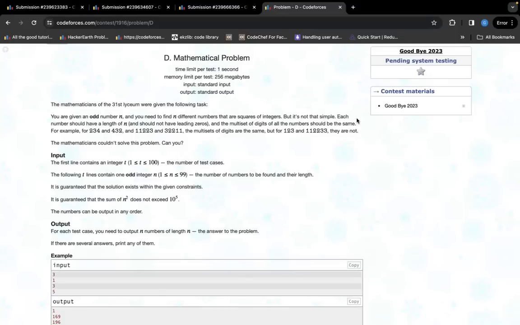This question says that you are given an odd number n. It is very important that this is odd. You could solve it for even separately, but only odd does matter. You need to find n different numbers that are squares. But you also have to make sure that the length of the number is also n.